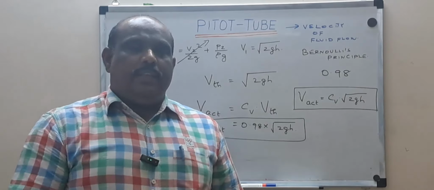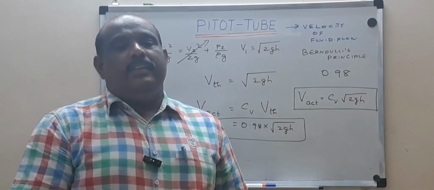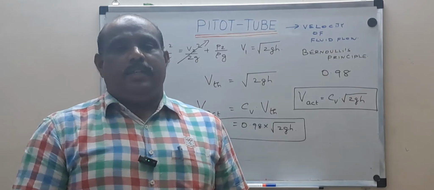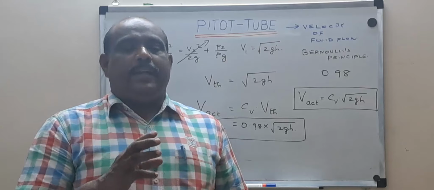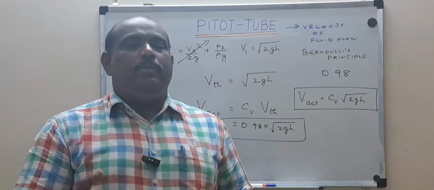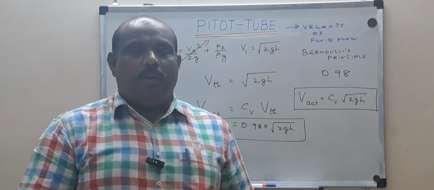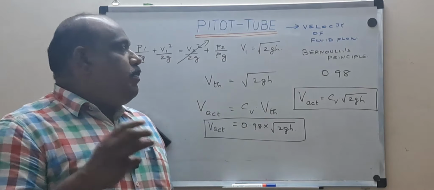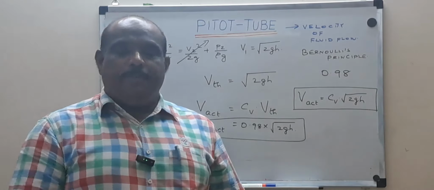If you know the velocity, and you multiply with the area, then you can also get the discharge. Even though the primary purpose of the Pitot tube is to find the velocity, from the velocity, if you know the area also, then you'll be able to find the discharge. That is nothing but meter cube per second.